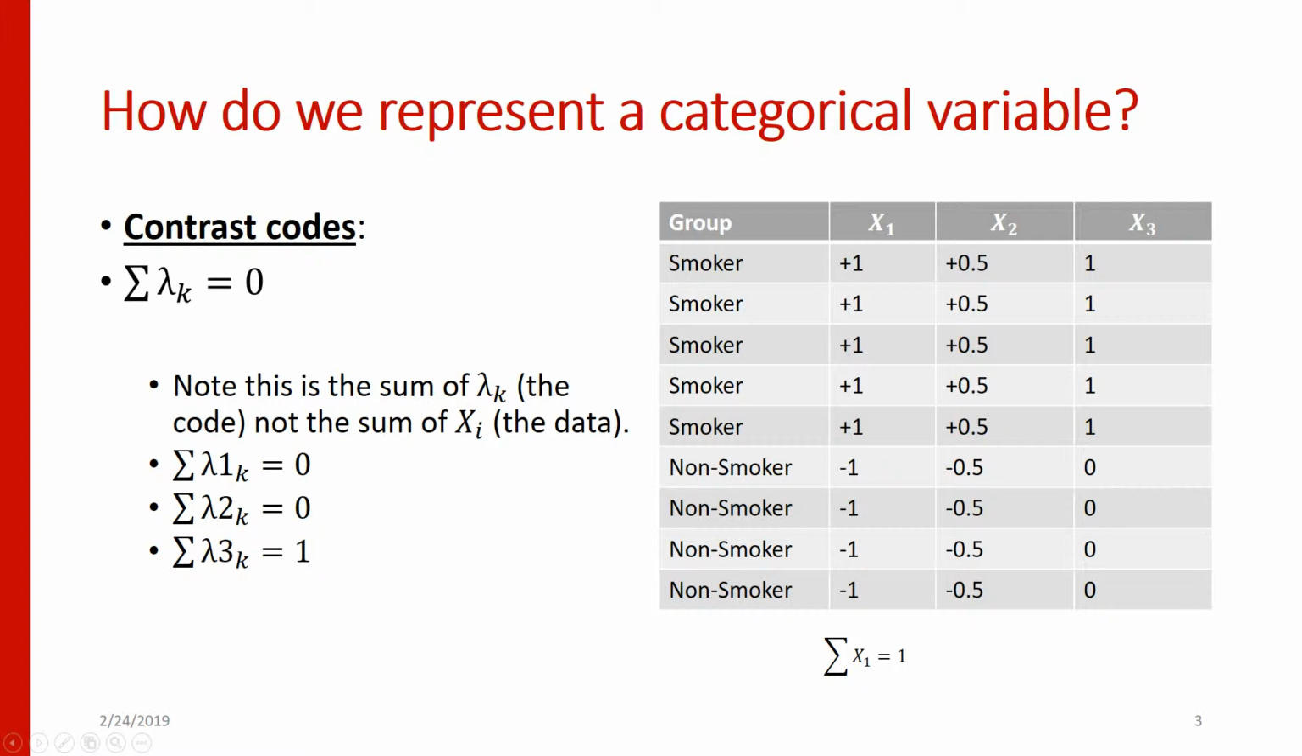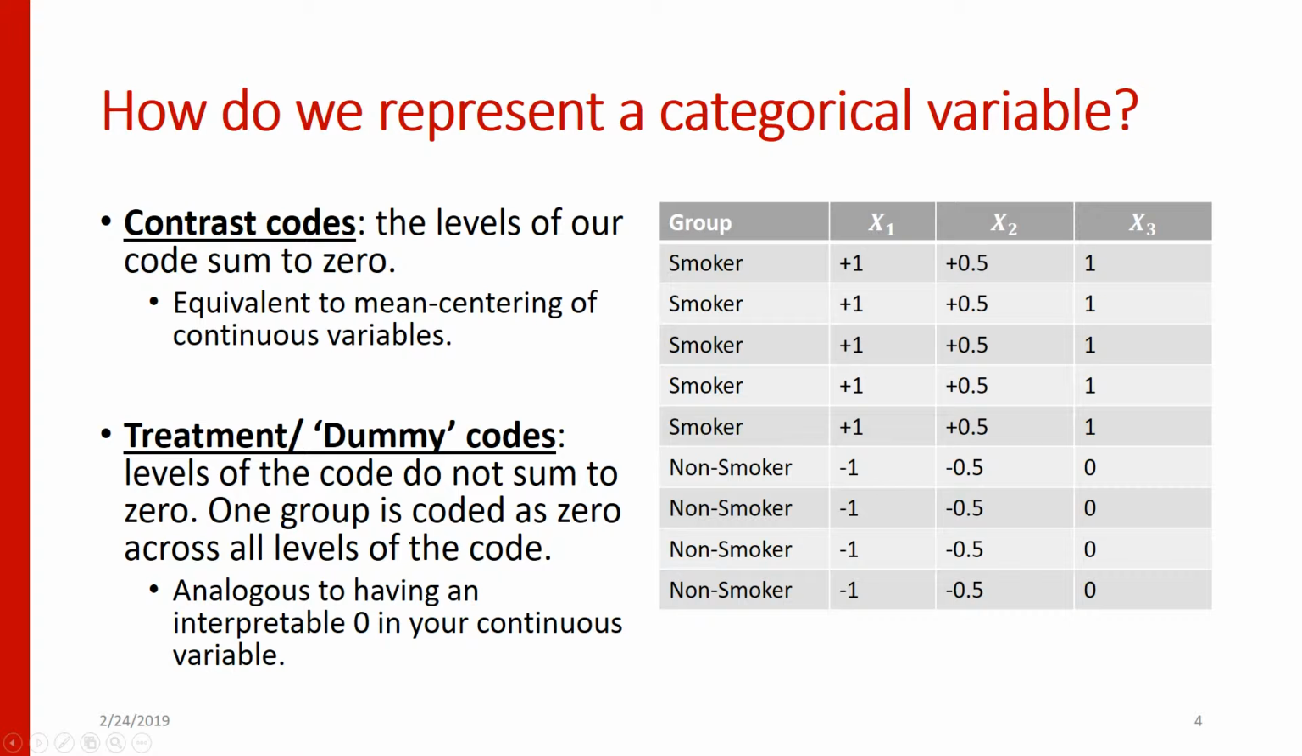So this is a contrast code. The sum of the lambdas is 0 here, even though the sum of the x's is 0.5. So that's still a contrast code. Now the sum of the lambdas is 1, and the sum of the x's is 5 on this third one. So this is not a contrast code. And in fact, this is a treatment code, or what people refer to as a dummy code.